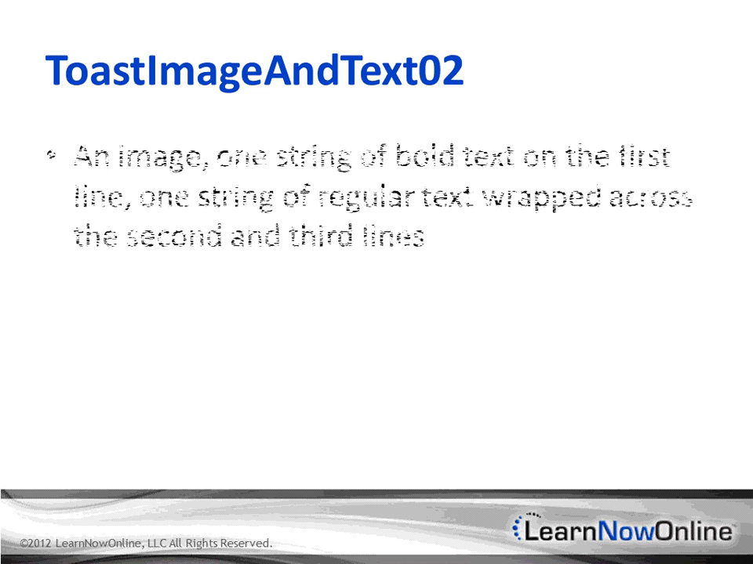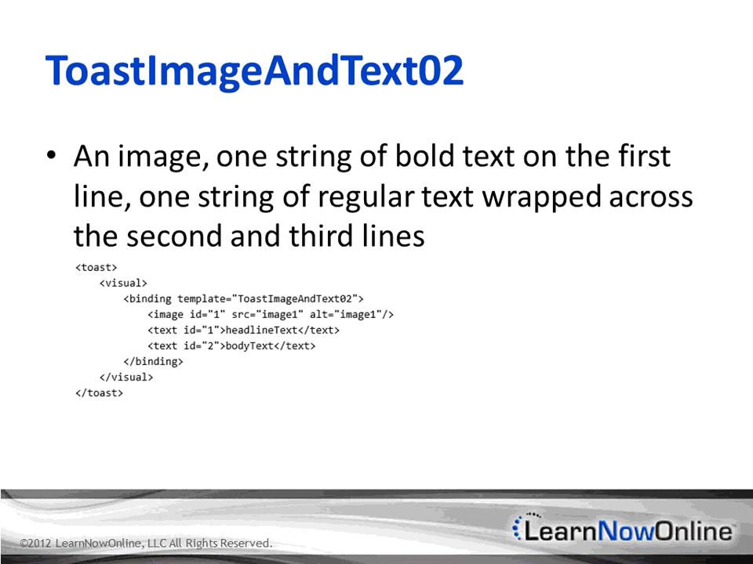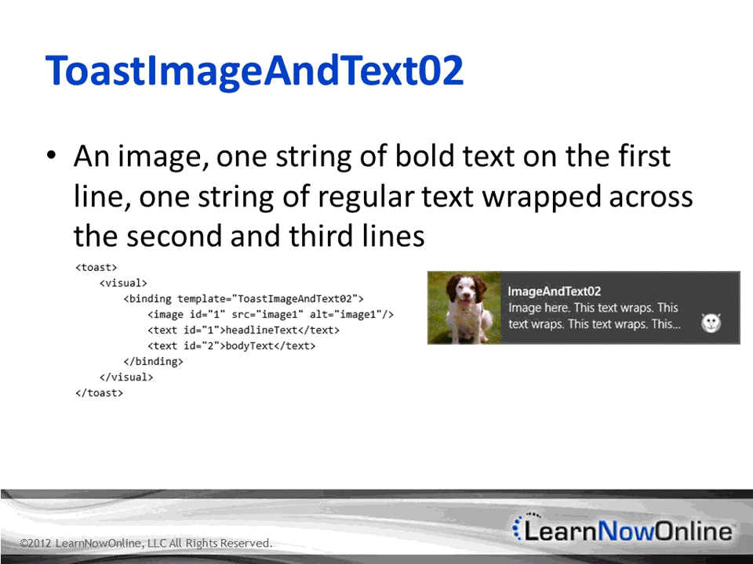Toast image and text 2 is an image, then one string of bold text on the first line, and one string of regular text wrapped across the second and third lines. And it's the same as toast text 02 plus the image element. And it might look something like this, with a bold line first, and then wrapping text on the second and third lines.